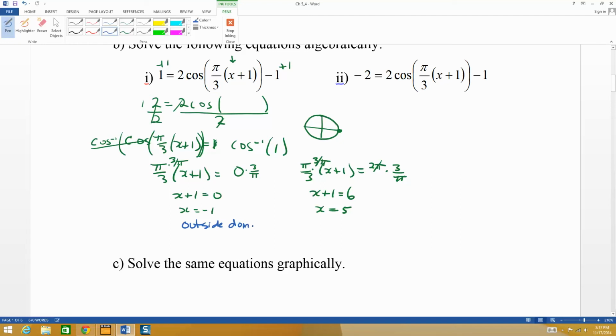Domain. But this is a good solution. Okay, so now let's go over to our second one. We're going to follow the same steps.